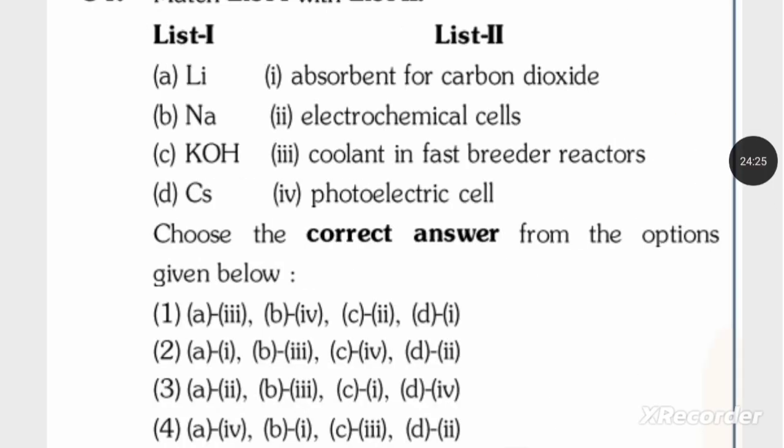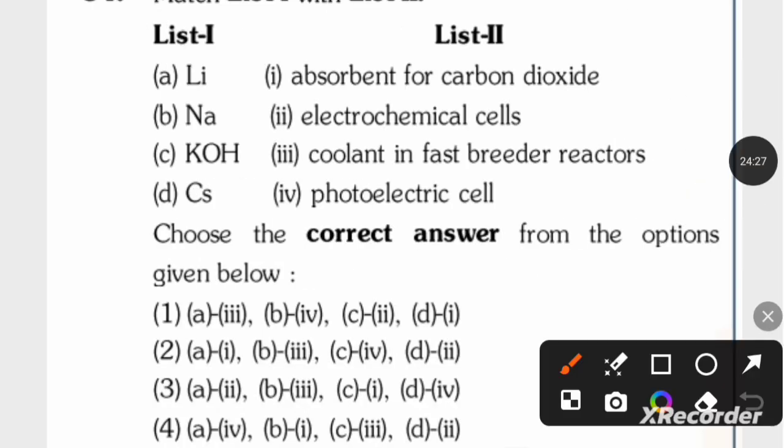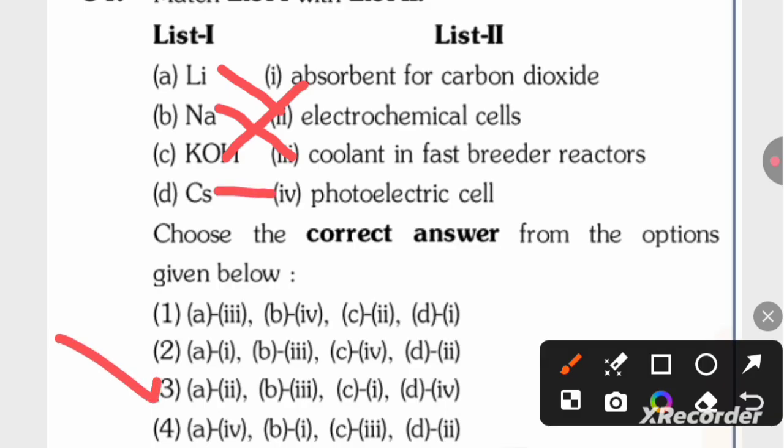Let us match list 1 with list 2. Lithium can be used in electrochemical cells, sodium can be used as a coolant in fast breeder reactors, potassium hydroxide is used to absorb carbon dioxide, and cesium is used in the photoelectric effect. So in this case, option 3 is the right answer for this question.